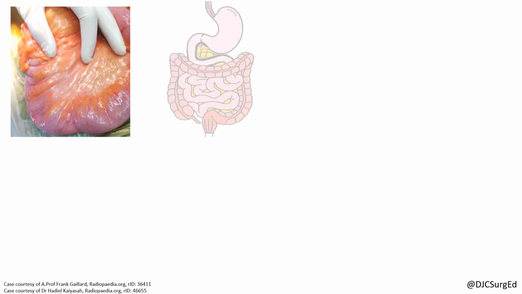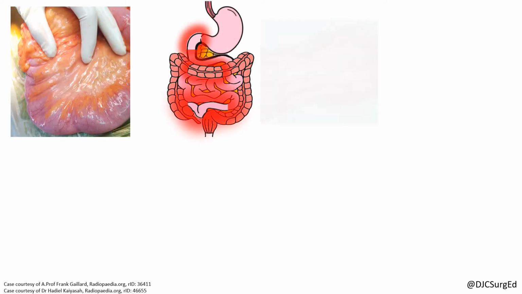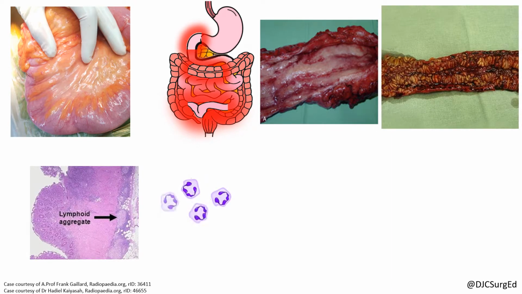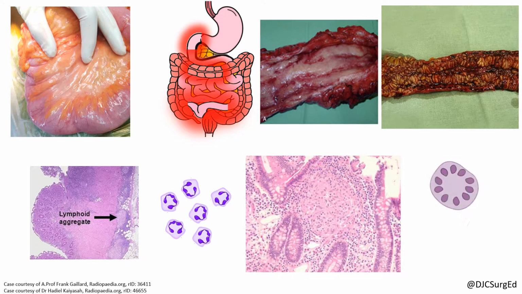Gross histologic features include creeping fat and a thickened mesentery, skip areas of involvement, linear aphthous ulcers in the mucosa, and cobblestoning. Microscopic features include focal infiltration of neutrophils or lymphoid aggregates and non-caseating granulomas or aggregates of macrophage derivatives known as Langerhans giant cells.